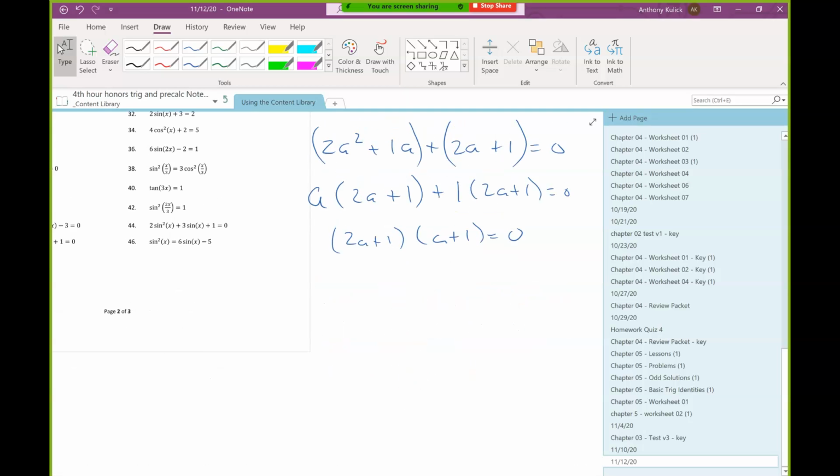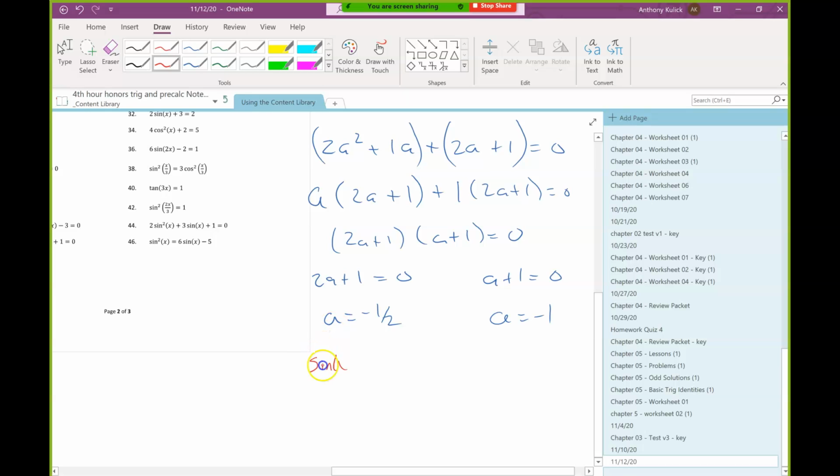Okay. So we're good to here, right? So we can then use the zero product property to set each of those factors equal to 0. And then we can subtract 1 and divide by 2. And then just subtract 1. But remember, we're not solving for a, we're solving for sine of x. So let's replace our a with our sine of x. And then to get the x by itself, we just do the sine inverse.